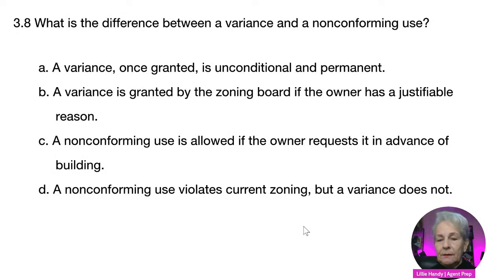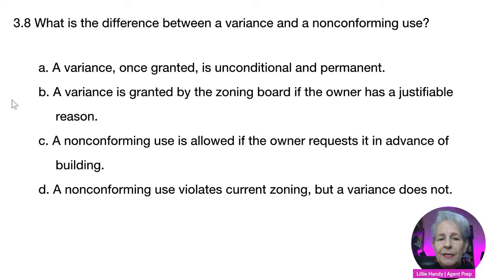Number 8. What is the difference between a variance and a non-conforming use? What's a variance? What's non-conforming? Two vocabularies. A variance once granted is unconditional and permanent. So a variance, once they're given permission by the adjustment board, is unconditional and permanent.